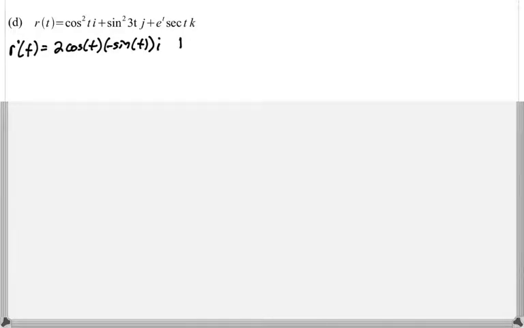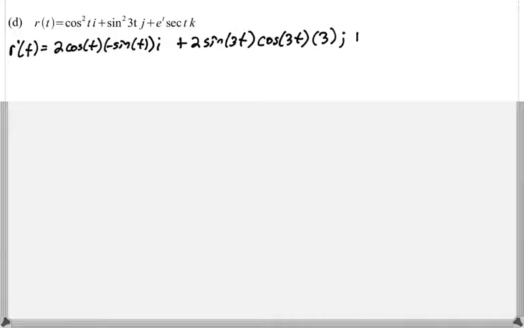We're going to do the chain rule again for the sine squared of 3t, so the exponent of 2 comes down, and then your base is the sine of 3t. And then we're going to take the derivative of the sine of 3t, which would be the cosine of 3t, and then times 3 by the chain rule. So you actually have a composition of 3 functions: the square function, the sine function, and then 3t. Okay, and that's your j component.